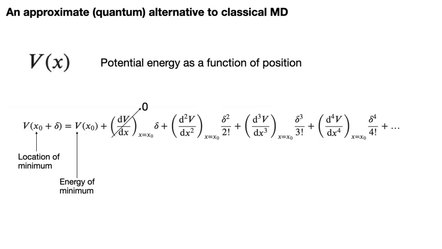We divide the remaining terms in this expression into two parts. We call the parts in delta squared the harmonic terms, and then everything else, other than the V of x0, the anharmonic terms. Notice that when delta is small, delta squared over 2 will be larger than delta cubed over 3 factorial and delta to the 4 over 4 factorial.